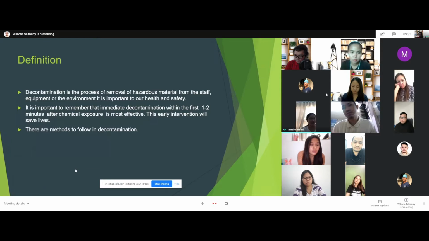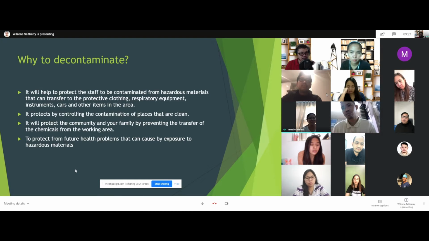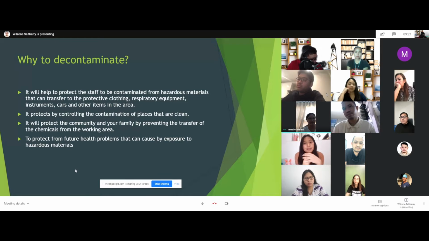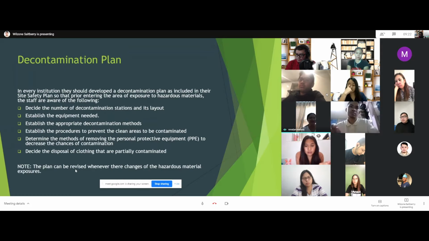There are methods to follow in decontamination. Why decontaminate? It will help protect the staff from being contaminated by hazardous materials that can transfer to the protective clothing, respiratory equipment, instruments, cars, and other items in the area. It protects by controlling the contamination so that clean areas stay clean. It protects the community or family by preventing the transfer of chemicals from the working area. And it also protects from future health problems that can be caused by exposure to hazardous material.